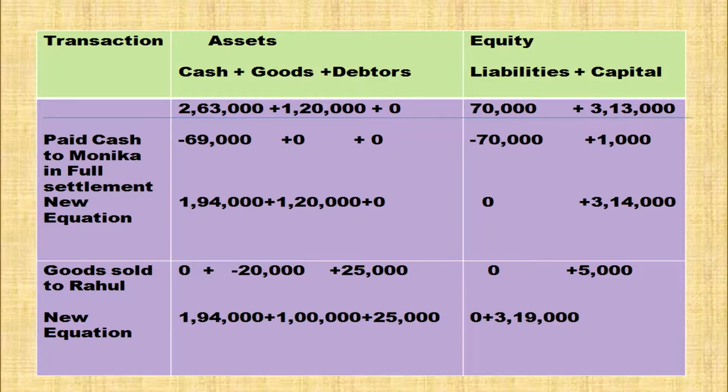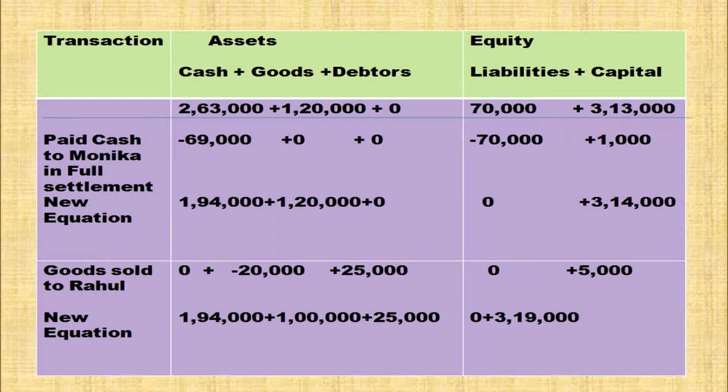After that, you have to write the new accounting equation with cash 1,94,000, that is 2,63,000 minus 69,000. Cash came to 1,94,000 and goods 1,20,000. Value came to 3,14,000 on the asset side. On the liability side, capital 3,14,000. Another transaction, goods sold to Rahul. Cost price 20,000. So that much amount is deducted from the goods column.